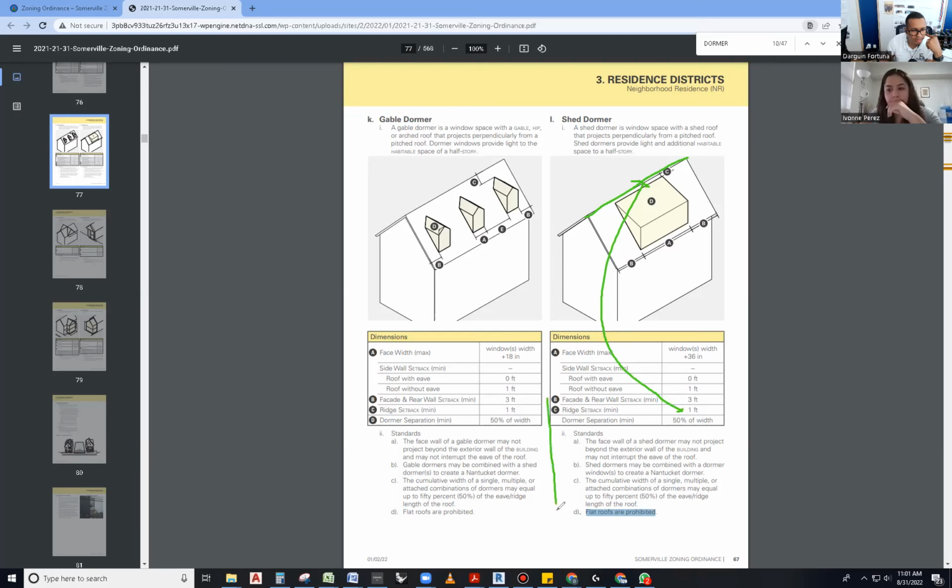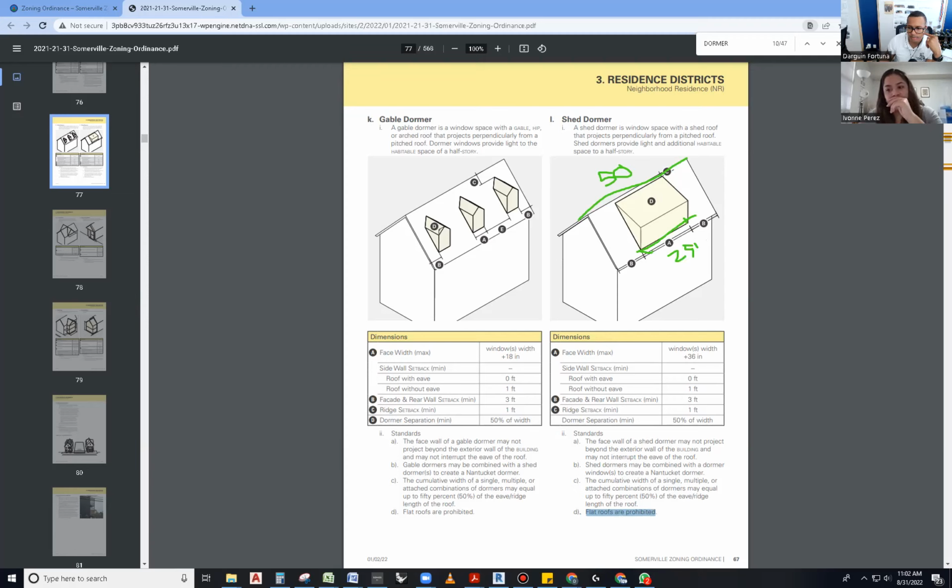So if in plan we have the ridge, and this is the eave, this dormer has to be set back from here 1 foot. That clear? That's number one. Number two, this is the ridge, and the dormer cannot be more than 50% of that length. So if that is 50 feet, this dormer in length can only be 25 feet.